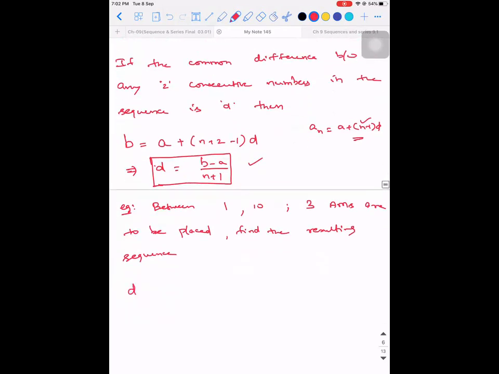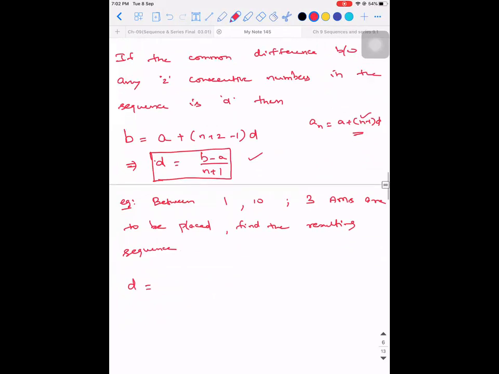So first find the common difference. So what is the formula for common difference? This is A, this is B. Tell me. D is B minus A by n plus 1, so 10 minus 1 by 3 plus 1. 3 plus 1 is 4. That will be 9 by 4.